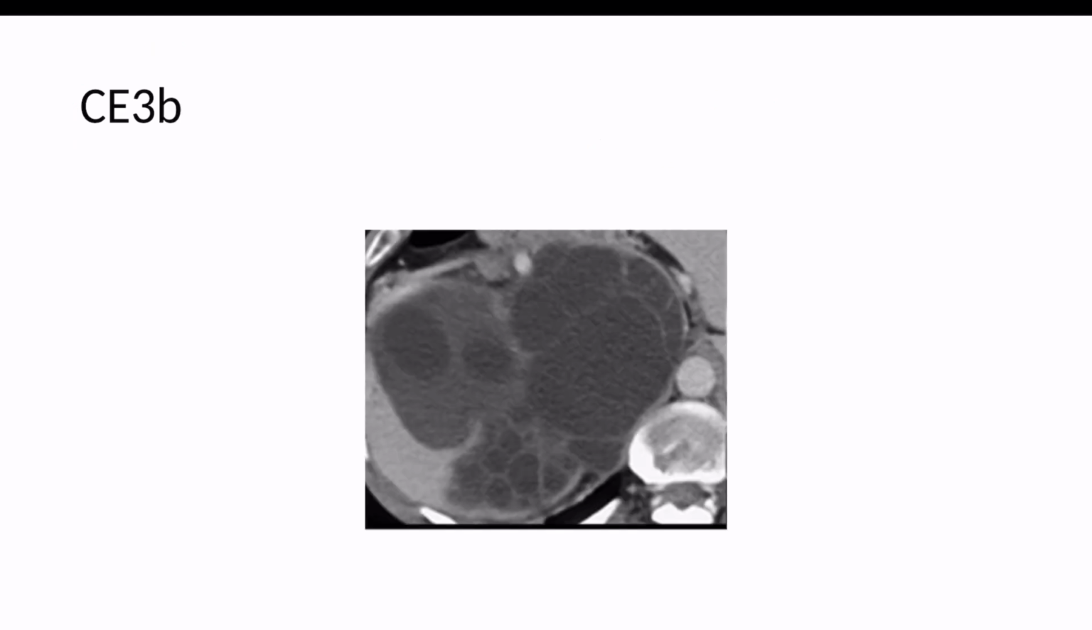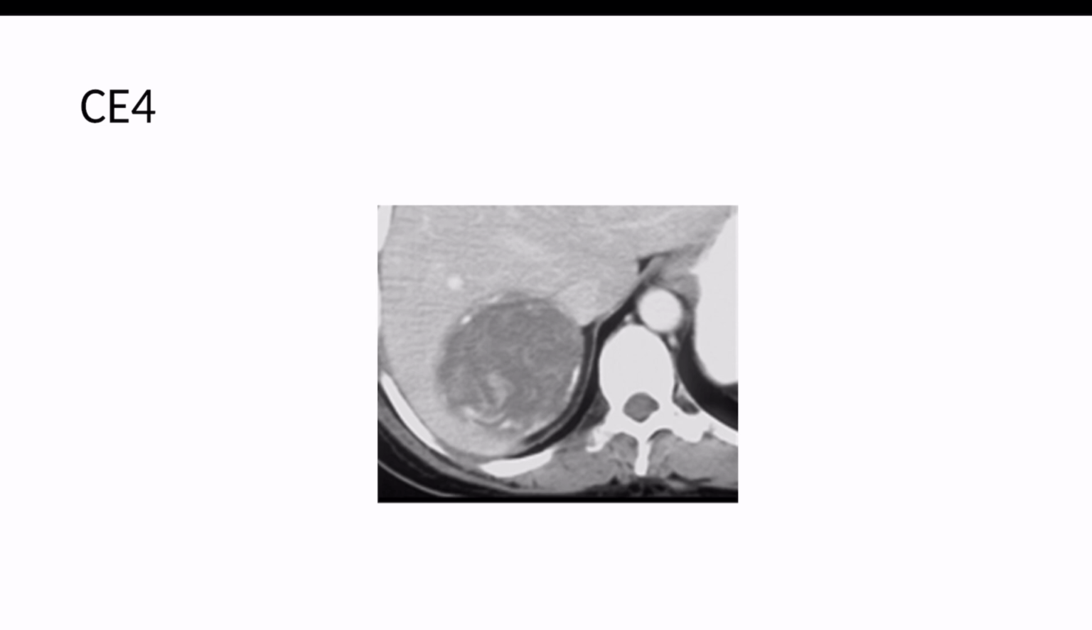In C3B, you start seeing some solid components, not solidification, because there is overpopulation, with a lot of degenerated components and debris inside the hydatid. So now the hydatid starts having a solid component also mixed with cystic area. This is C3B. There is mixed density on CT scan and mixed echogenicity on ultrasound.